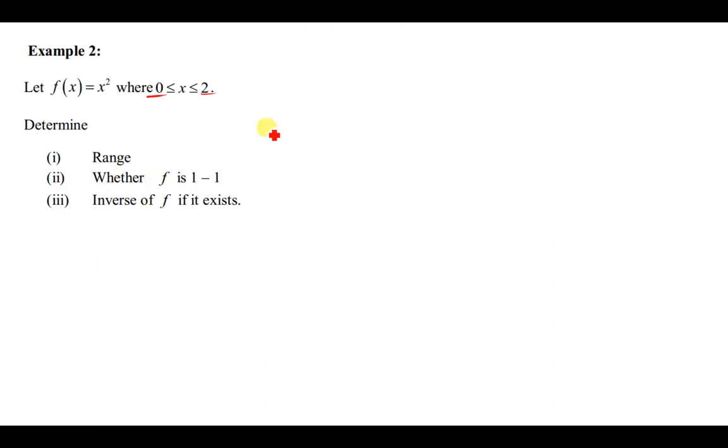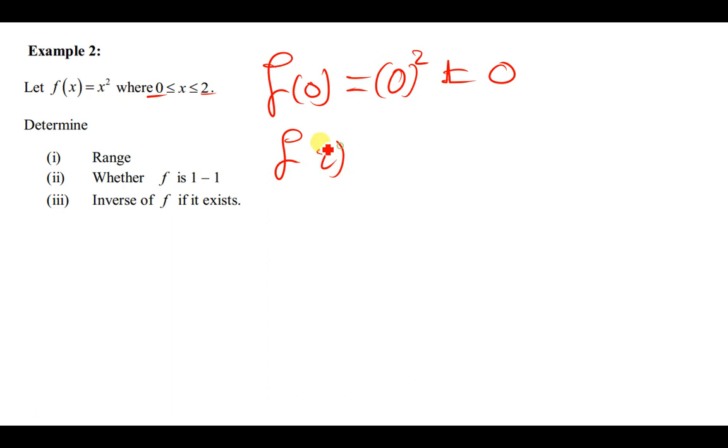Okay. So here we replace 0. We find f of 0. We get 0 squared, which gives us 0. Then we also find f of 2. F of 2 will give us 2 squared, which will give us 4. So this is what we have.